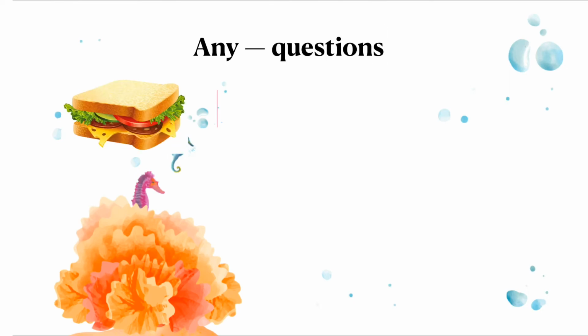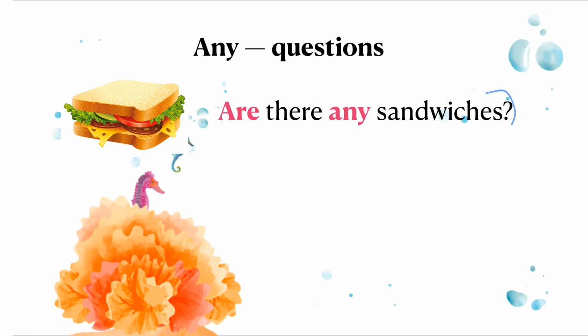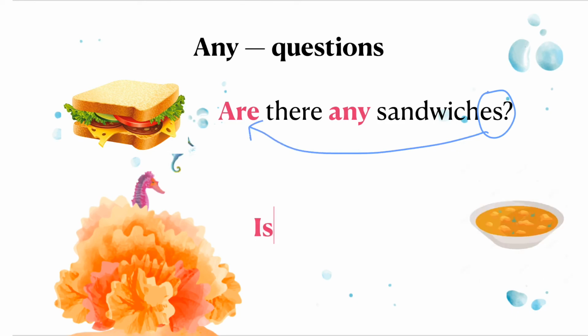Another situation that we use the word any is when we want to form questions. It is very similar to how we form the negative sentences. Again, for countable nouns, we use the plural forms. That means we can say, are there any sandwiches? For uncountable nouns, we stick with the word is. So it should be, is there any soup?